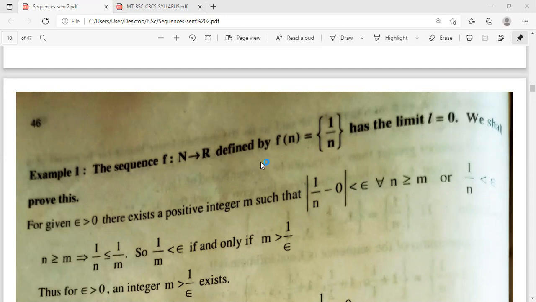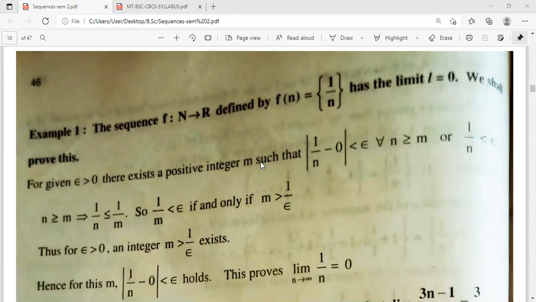We will prove this. How do you prove this? You use the same definition, that's why I say to remember it. For every epsilon greater than 0, there exists a positive integer m such that modulus of 1 by n minus 0 is less than epsilon for every n greater than or equal to m. In the previous case, you wrote modulus of a_n minus L less than epsilon for every n greater than or equal to m, and if it is so, the limit of a_n as n tends to infinity equals L. Here a_n equal to 1 by n. Now in the previous definition you replace a_n by 1 by n, and L by 0: modulus of 1 by n minus 0 for n greater than or equal to m.